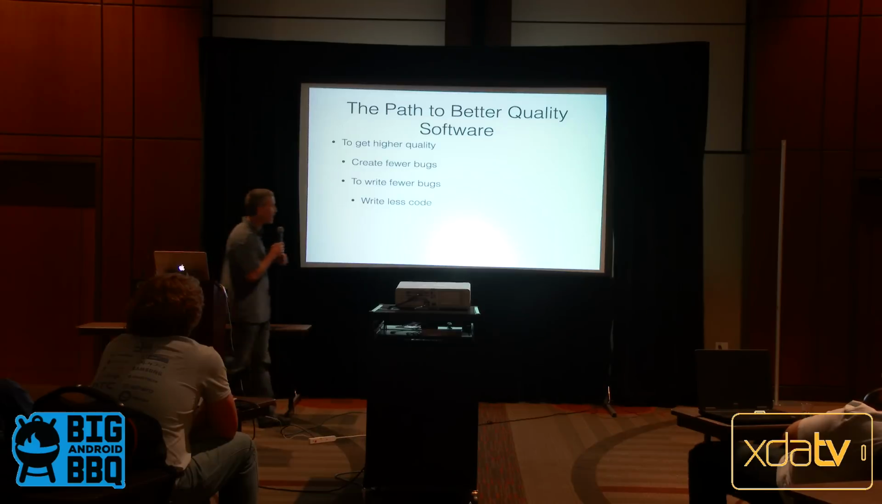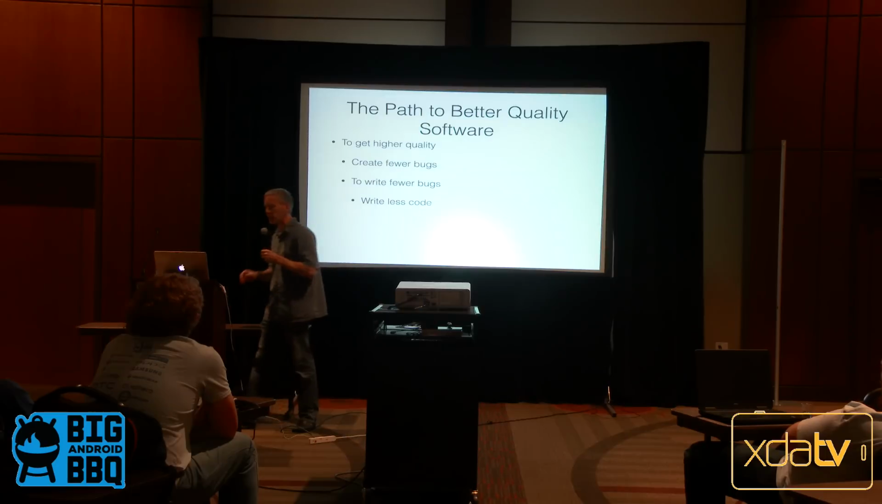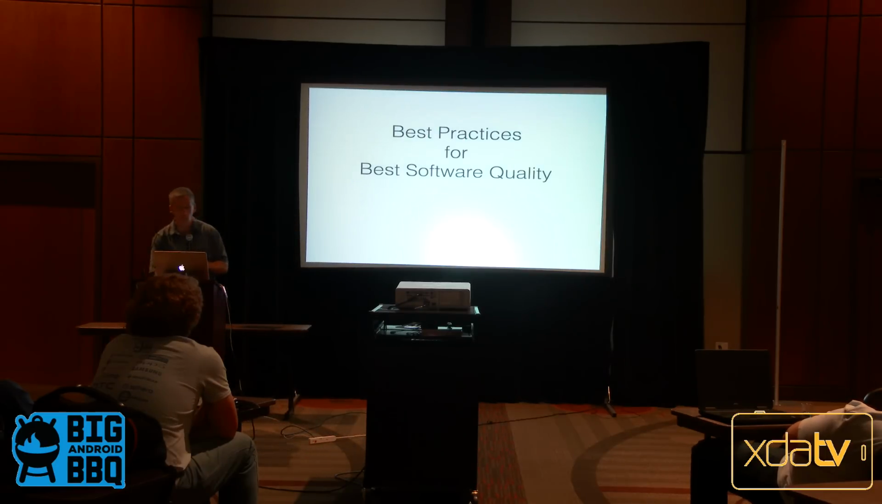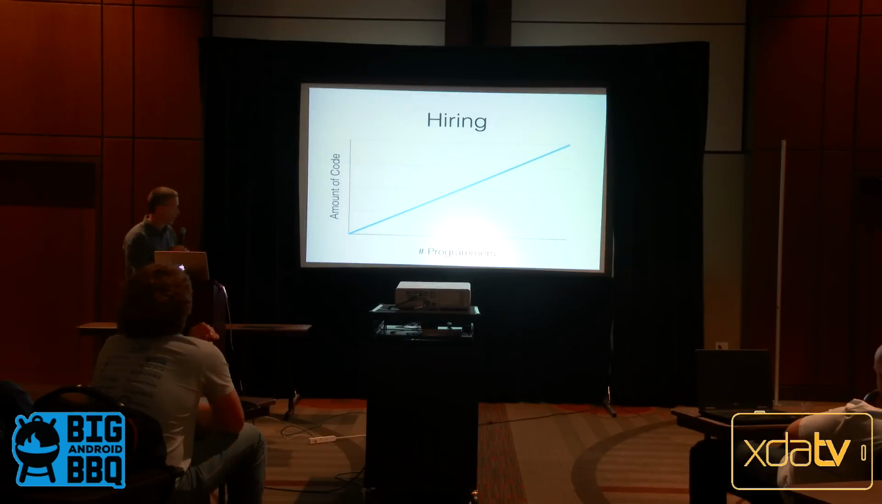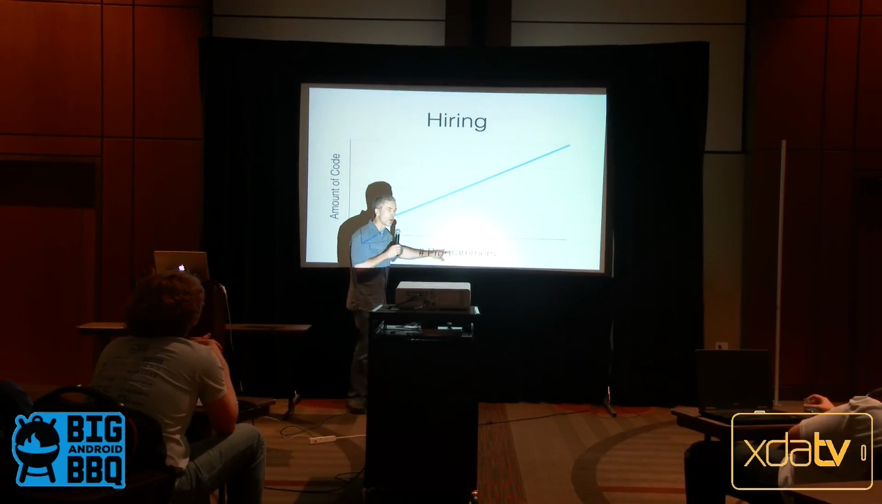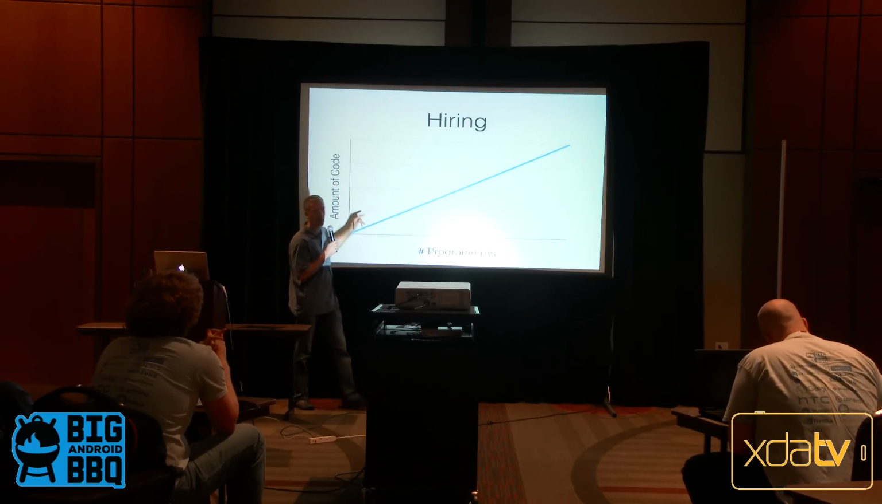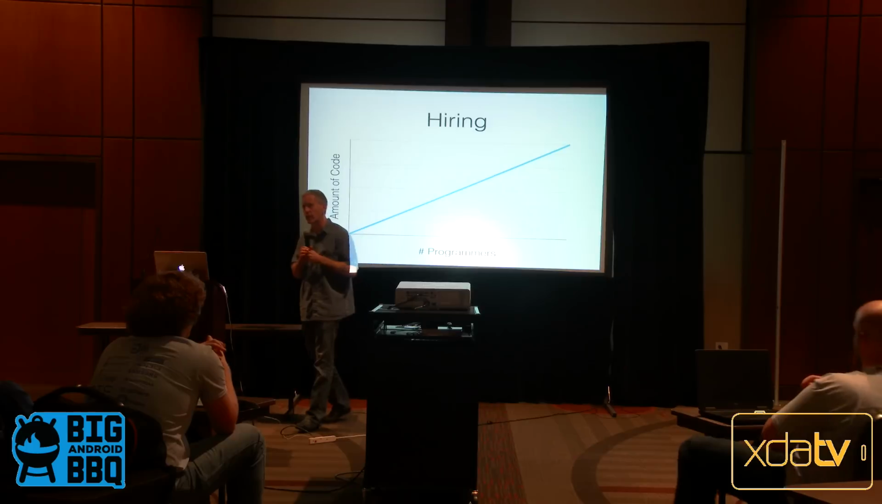And the way that we get quality and fewer bugs is by writing less code. So let's talk about some best practices for doing that. So first of all, there's hiring practices. It's clear from the data that the number of programmers you have working in your organization directly correlates to the amount of code that is being produced by your corporation.